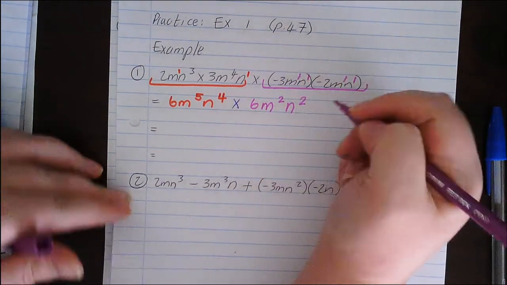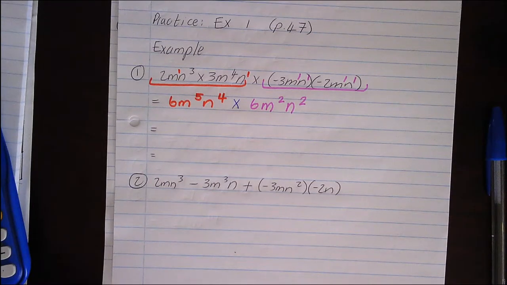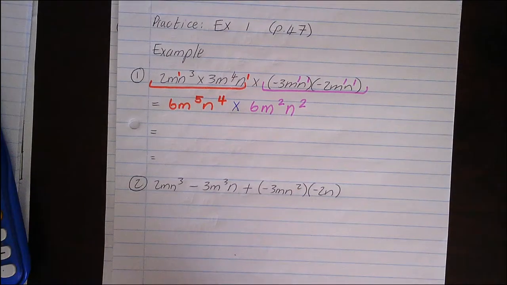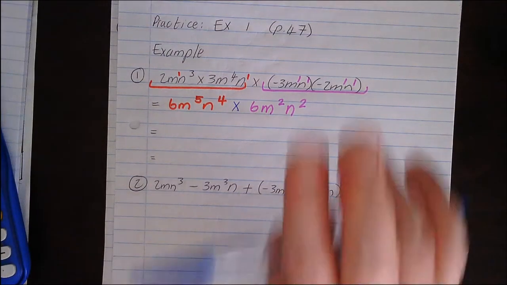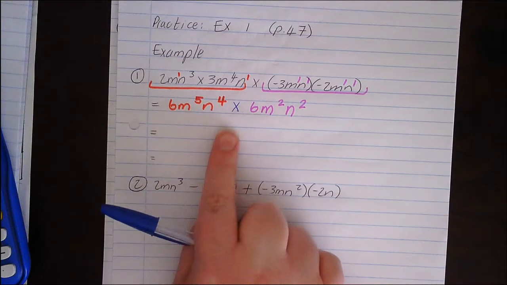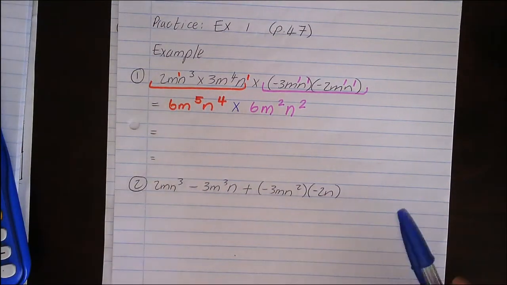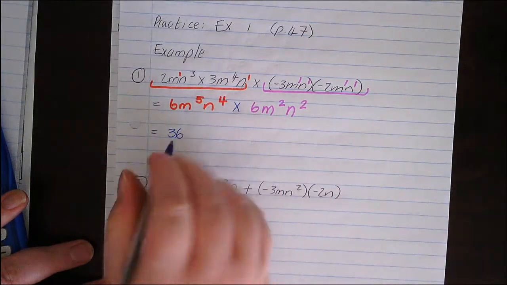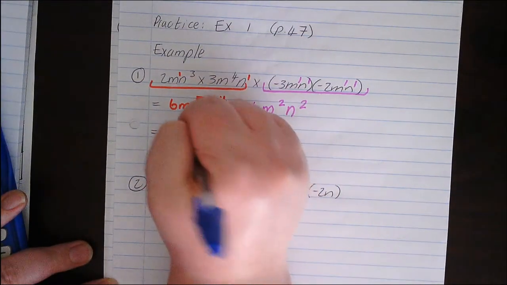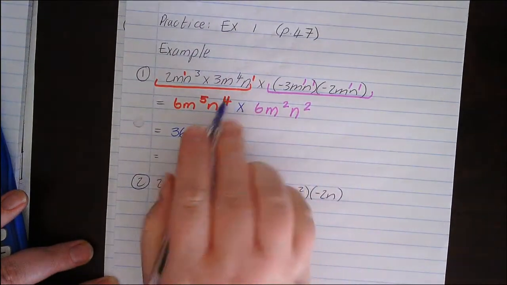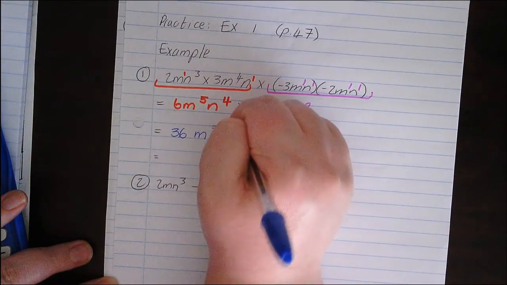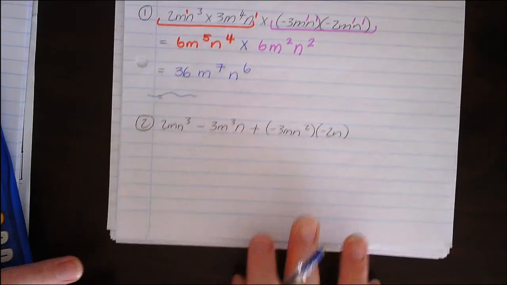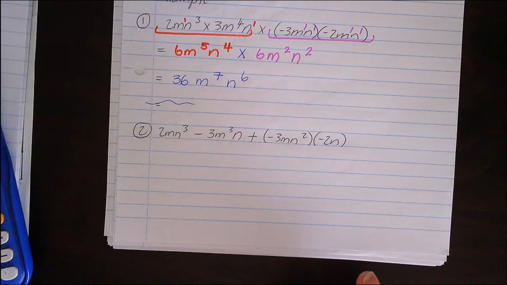That's n squared. Alright, now, again, these are unlike terms, but they are allowed to be multiplied. And they're terms, because they actually glue together, so it's one term. 6 times 6 is 36. 5 plus 2 is 7. And 4 plus 2 is 6. That's our final answer.